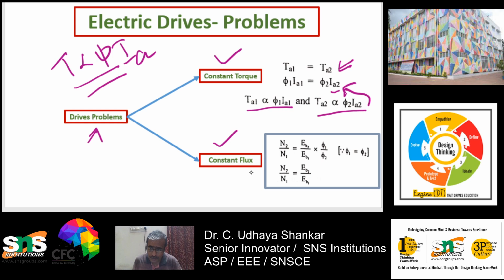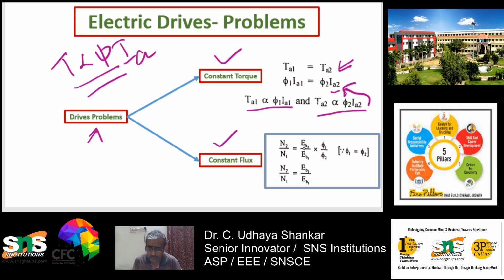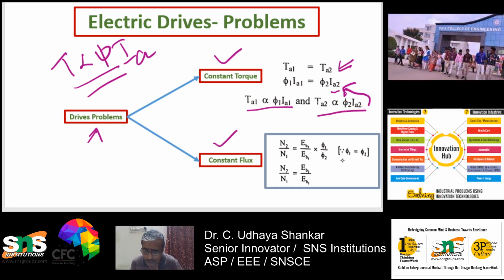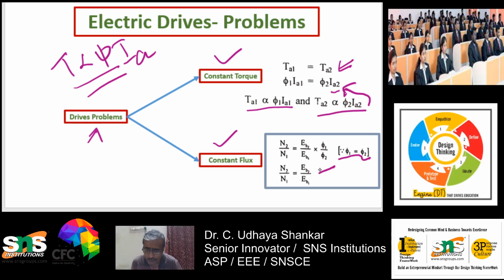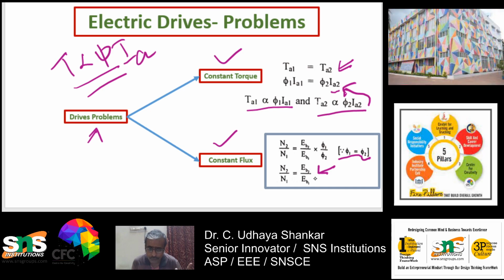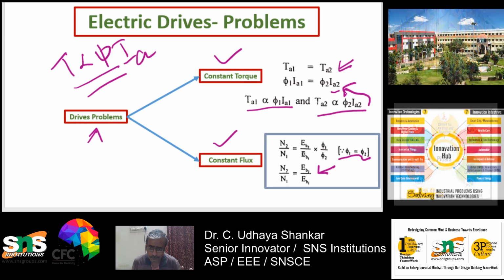Similarly, in the constant flux method, this is the basic formula: N2 by N1 equals EB2 by EB1 into phi 1 by phi 2. Since in constant flux the flux is constant, you can assume that phi 1 equals phi 2. So the equation simplifies to N2 by N1 equals EB2 by EB1. It is very simple. You can find EB2 and EB1 using the previous formula which we have discussed, substitute here and calculate it. This is how we want to proceed. This is the basic way to solve this problem.